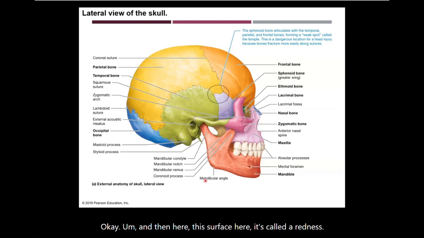And then this surface here is called a ramus. This area on the mandible is called a ramus. Ramus is just like a branch or part of a bone that's there. So that's the mandibular ramus, okay? So everyone, what is this called here? Mandibular condyle. And then here, mandibular notch. And then this area here is the mandibular ramus. And then this one is the coronoid process because it's sticking out.